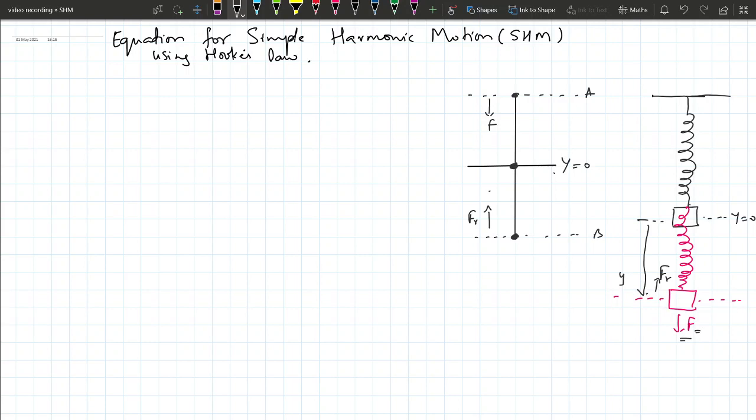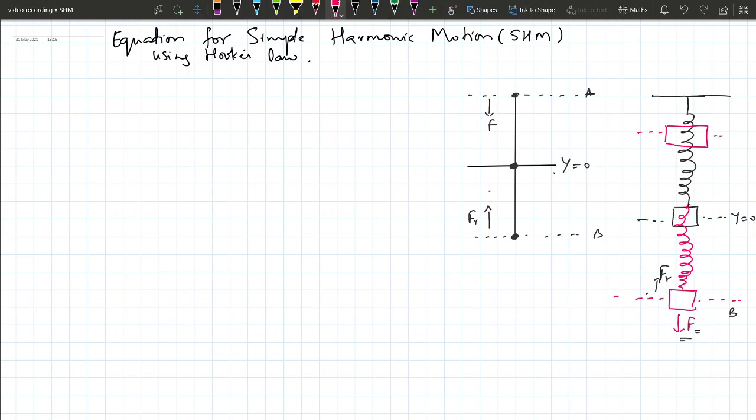Once you remove the force, the restoring force will make the body move upwards. When it is moving upward, it is not going to stop at the point of equilibrium. Rather, it is going to move from B to equilibrium, and it still moves ahead, and it will reach the location A, like this.